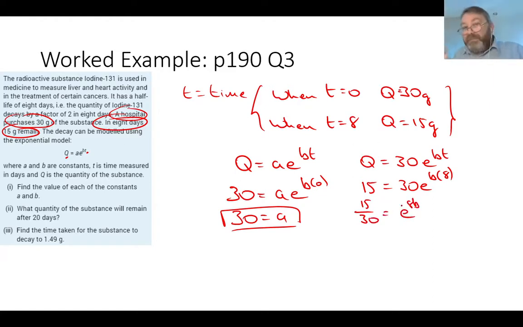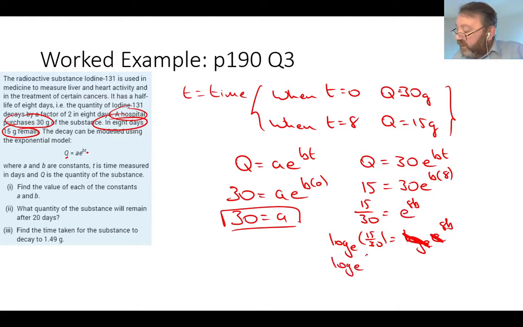Now, to reach the 8b, we've got to get rid of the e. If I want to get rid of base e, I bring in log to the base e on both sides. So log to the base e of 15 over 30 is equal to log to the base e of e to the 8b. And when the base of the log matches the base of the exponent, that cancels with that to leave you with log to the base e of 15 over 30 is equal to 8 times b. So therefore b would be log to the base e of 15 over 30 divided by 8.